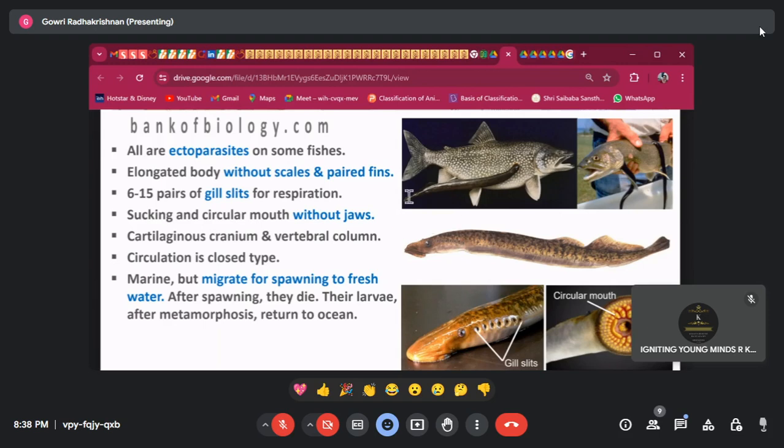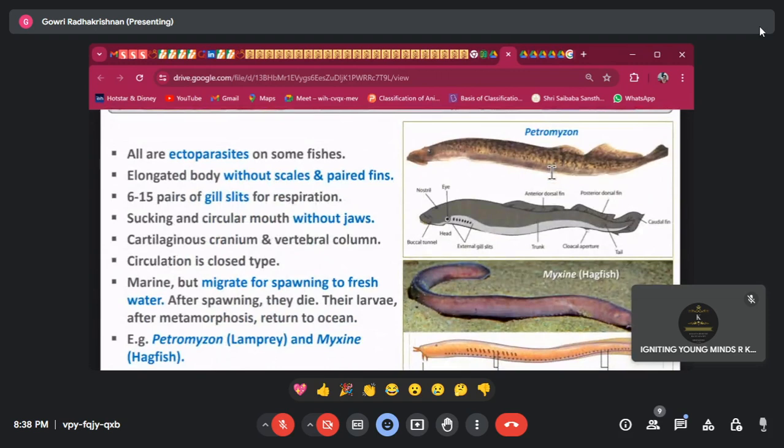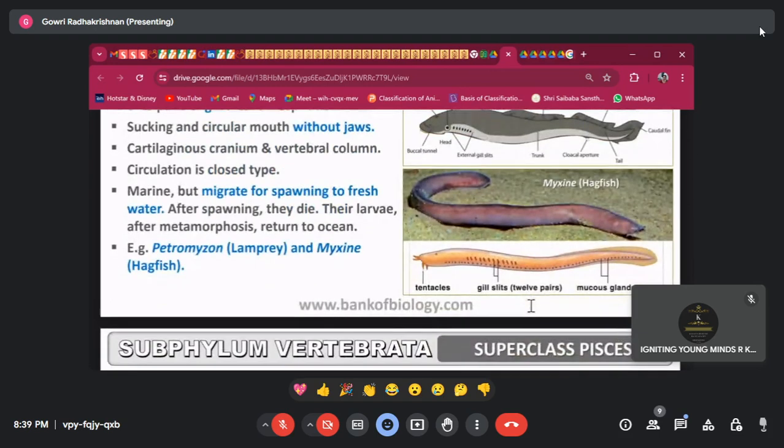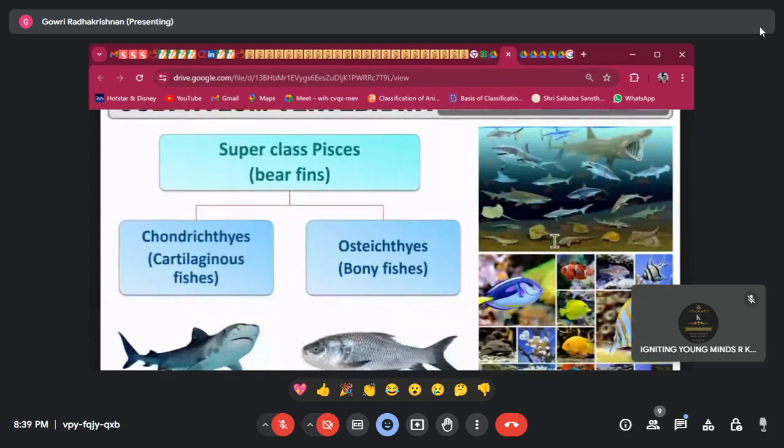You can see the parasites here. They live on fish externally, all ectoparasites on some fishes. Elongated body without scales and paired fins. 6 to 15 gill slits. You can see the gill slits here.